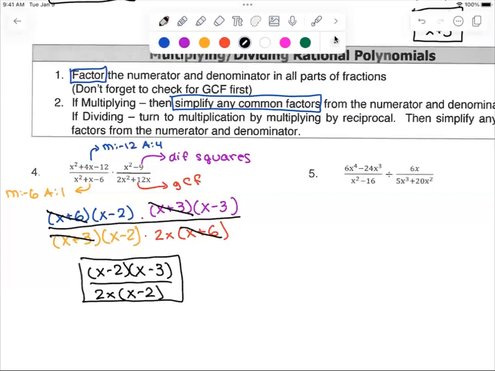You can leave it factored. Oh, wait. Silly me. x minus 2 and x minus 2. Those cancel. Gone, gone. Let's just rewrite this. There we go. We have even less things.